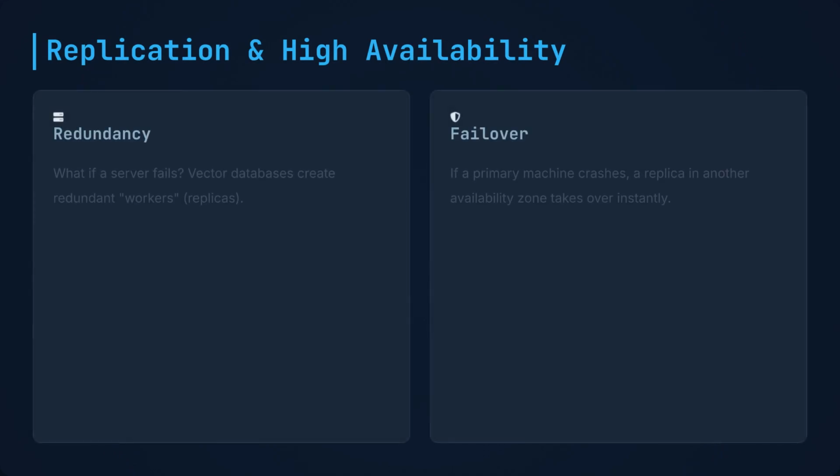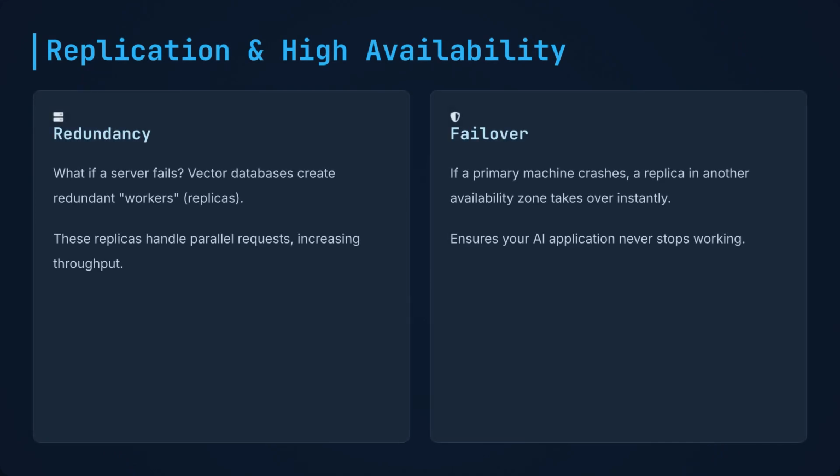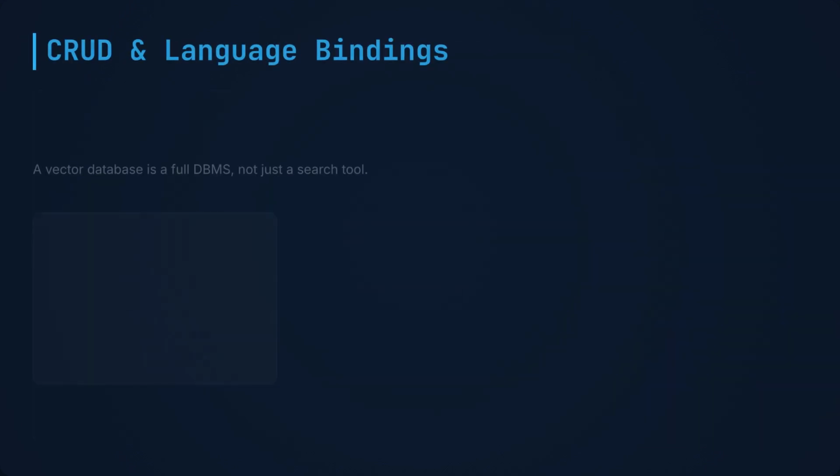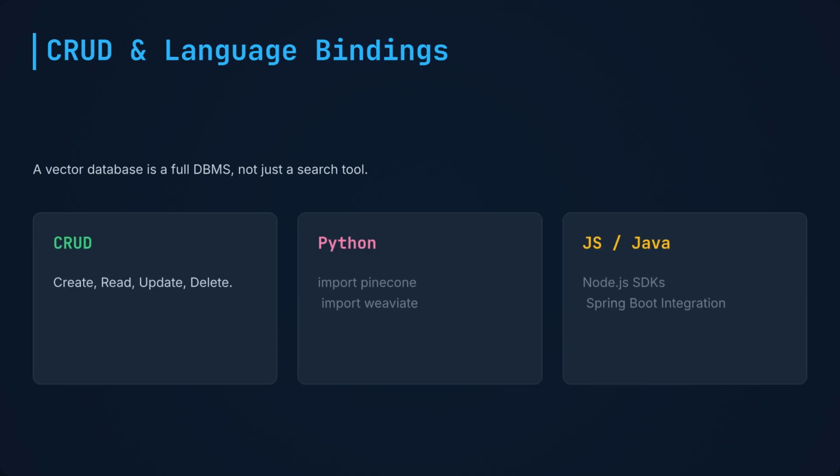Replication ensures high availability. Vector databases create redundant replicas, or workers, to increase throughput and handle requests in parallel. If a primary machine fails, a replica instantly takes over, ensuring the application remains available. A vector database is a full database management system, supporting CRUD operations for dynamic data. It offers language bindings for Python, the primary language for AI, as well as JavaScript and Java for enterprise applications.